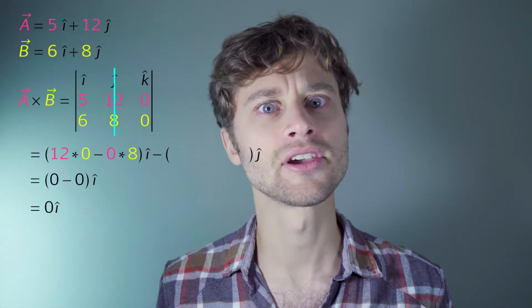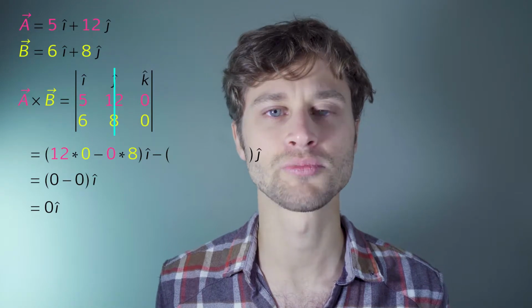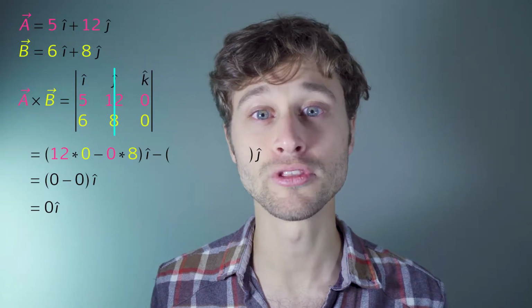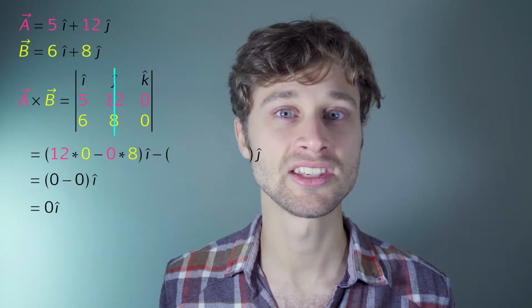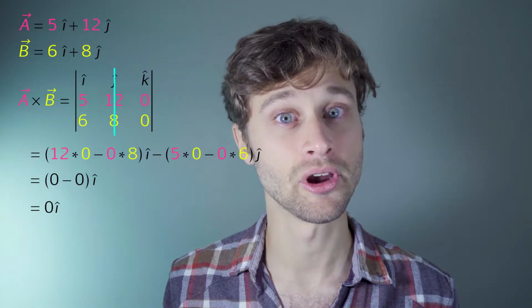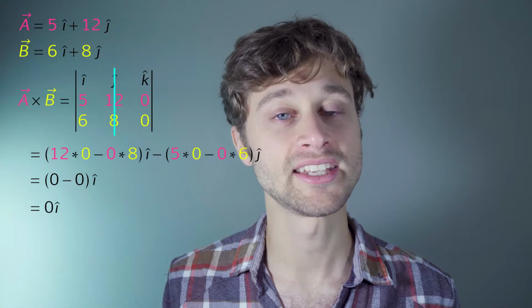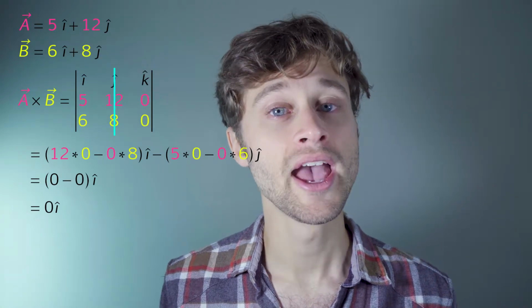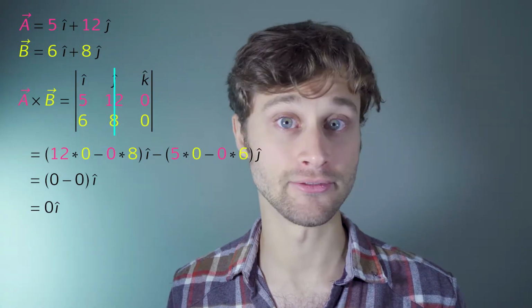We're going to cross out the second column now. That has j hat at the top, and we're going to save j hat off to the side. We're now going to take the difference of the cross product of the remaining elements below the first row, which in this case would be 5 times 0 minus 0 times 6. We're going to take that difference, which is just equal to 0, and multiply it by negative j hat this time.